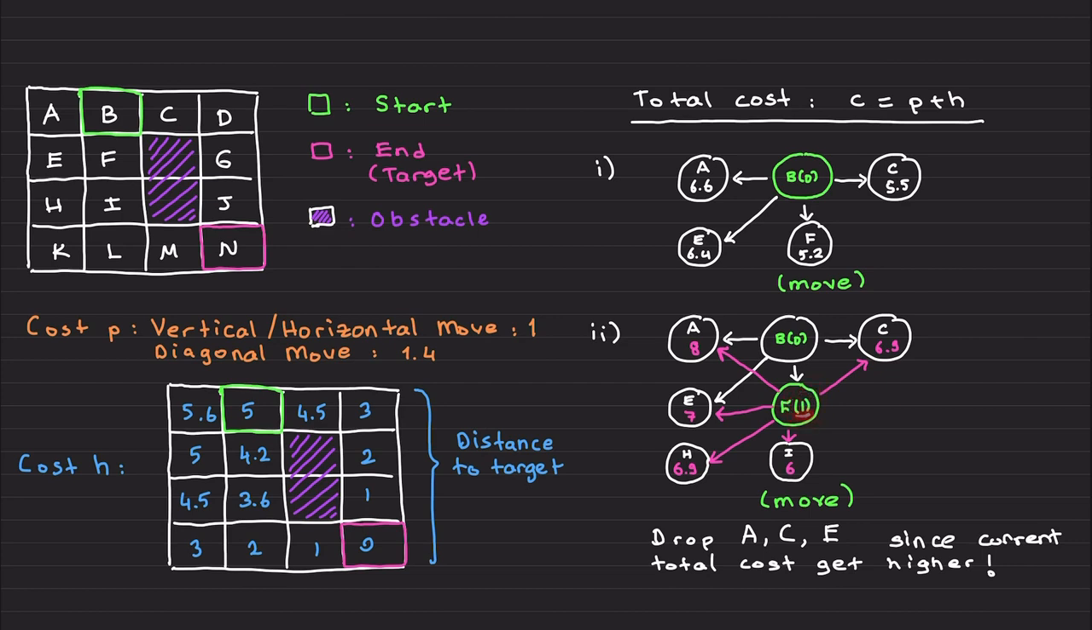So 1 plus 1.4 plus 4.5, it is 6.9. You always calculate like this. What will it cost me to move to I? Basically, from here to I, it will be my current cost 1, plus a move like this, 1, and the heuristic cost is 3.6. So the total cost in this case is 3.6 plus 1, 4.6. Sorry, yeah, 1 plus 3.6 is 4.6.